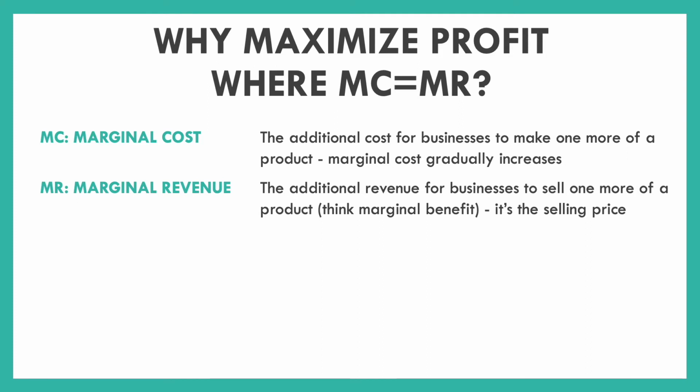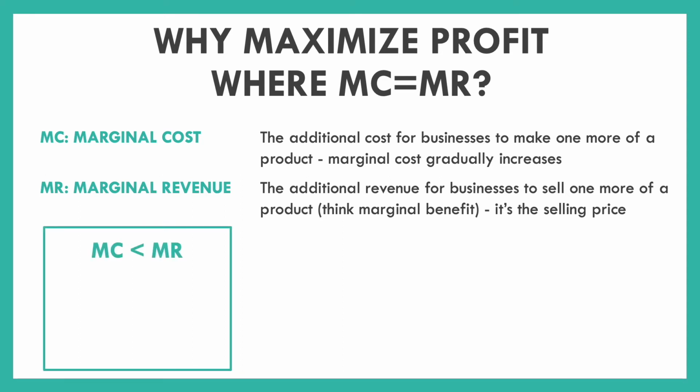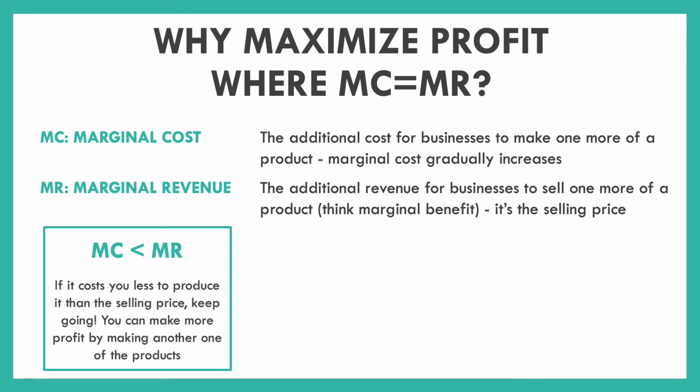So let's talk about why it is that we maximize profit where MC equals MR. If we had a scenario where our marginal cost is less than our marginal revenue, what that means is that it costs us less to make one of the products than we're selling it for. And if we do that, we should keep going, right? Because for every single cell phone that we keep on making, we're going to make a profit off each additional one. So we should keep making them because we're still making a profit off each one.